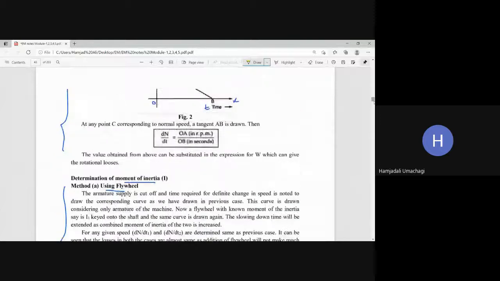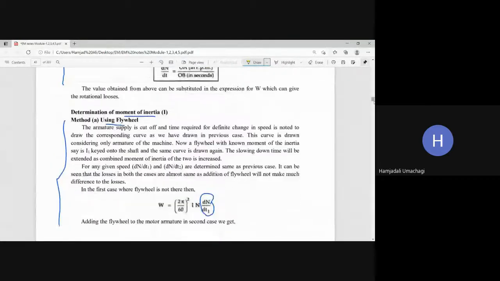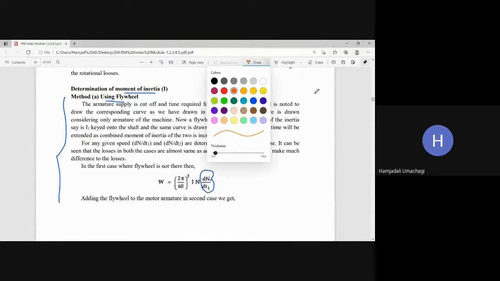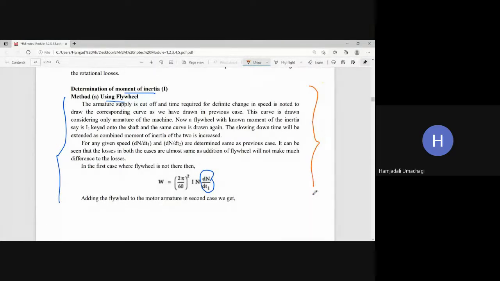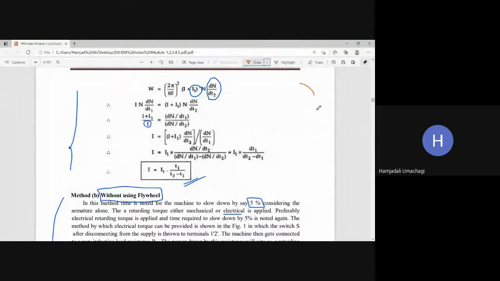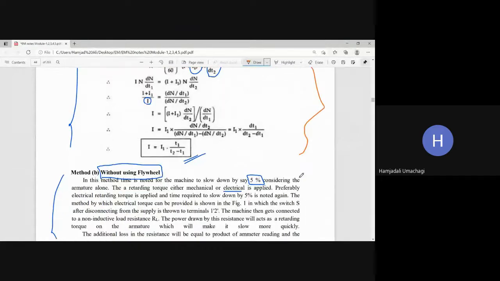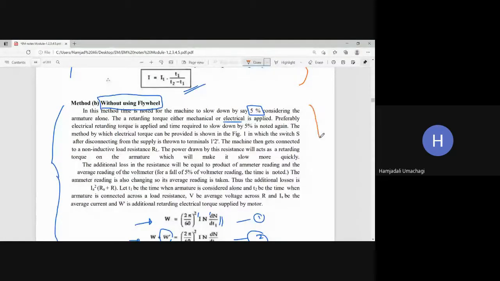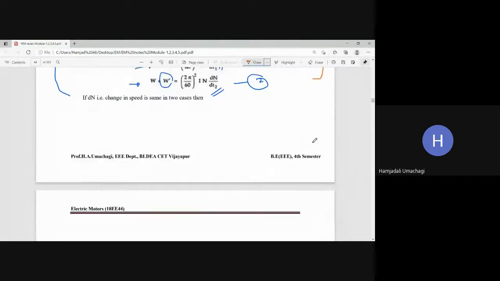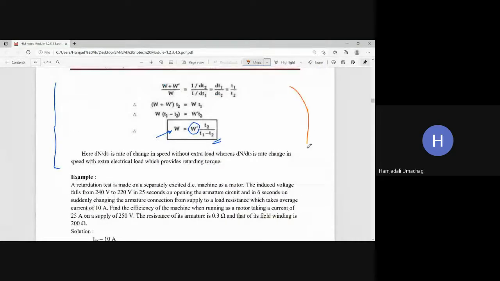If they ask only for moment of inertia, then you should explain only the moment of inertia methods, that is, using the flywheel method and without using the flywheel method. So this portion, followed by these equations. Without using the flywheel method means the electrical braking method. This whole part you should explain. If they ask only for moment of inertia, that will be for only 5 to 6 marks. So check the weightage of marks and answer accordingly. Is it clear?